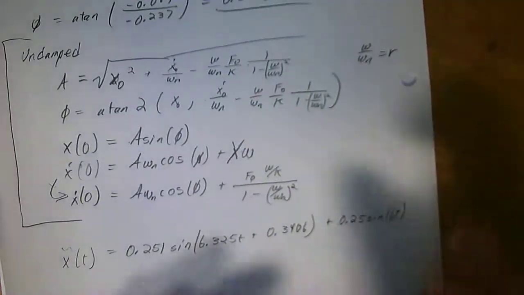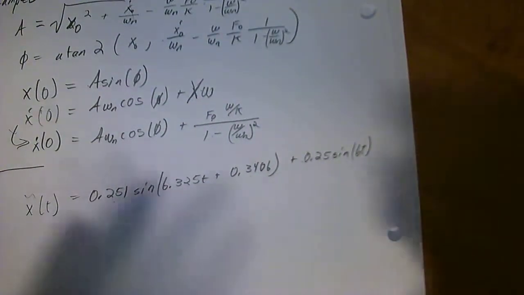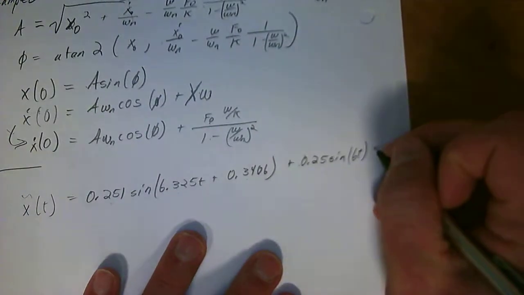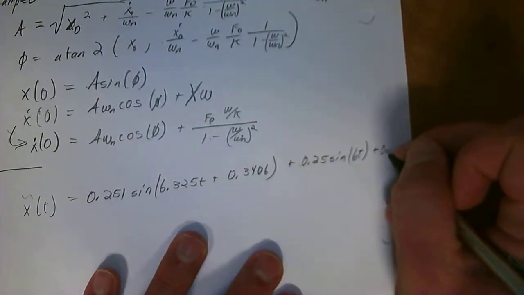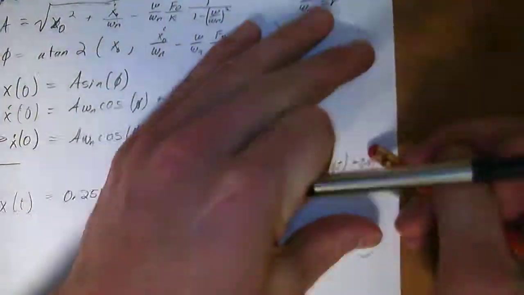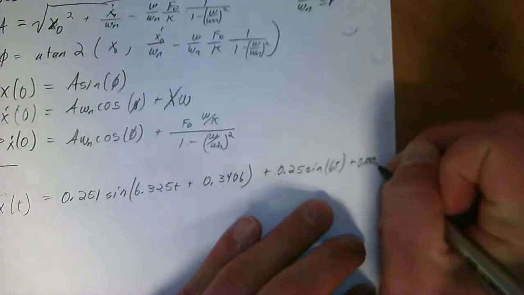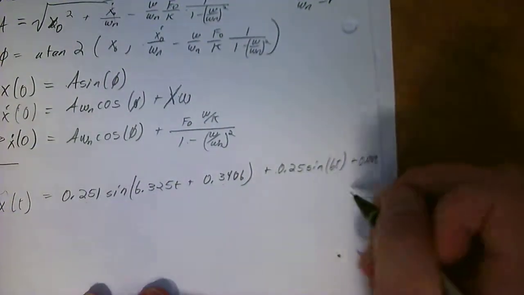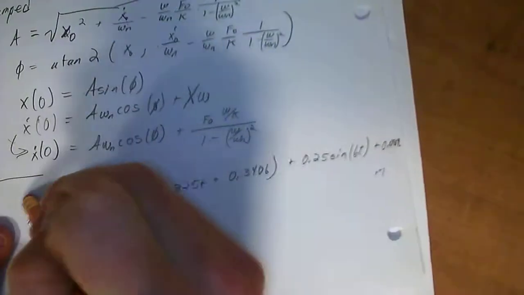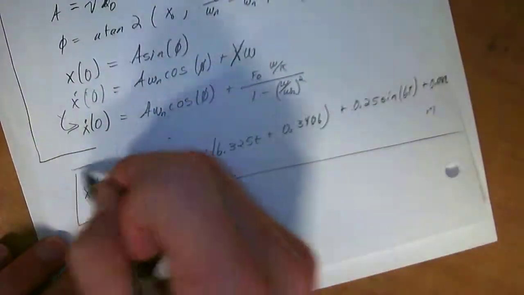But if you want to find the total response of the system, including that caused by the equilibrium weight basically, then you add in x static, which is 0.084. And that's going to be in meters, and that is x of t. So that is your final answer.